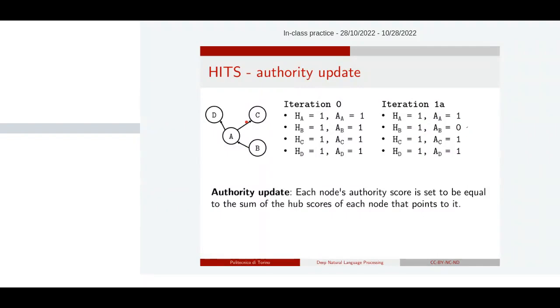For C, I have 1 node pointing, so this is A. In this case, A is 1, so I have 1. D is pointed to by A also, so I have 1 even for D.